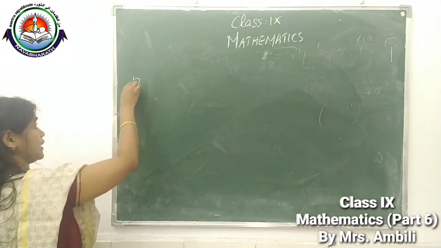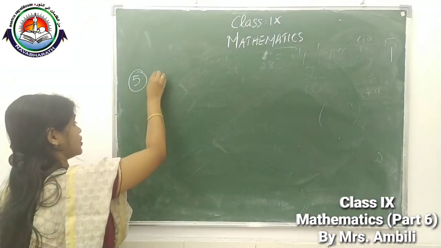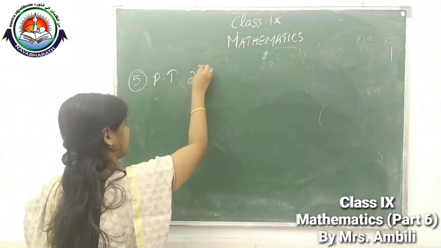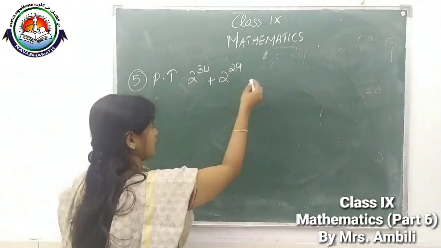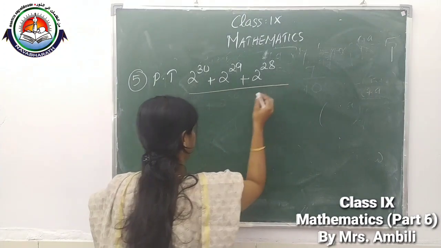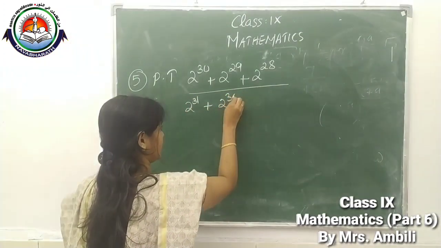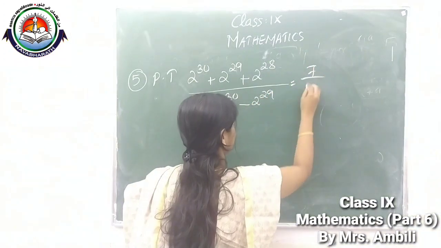Then we are going to do the next question, 5th question. Okay. Prove that 2 raised to 30 plus 2 raised to 29 plus 2 raised to 28 divided by 2 raised to 31 plus 2 raised to 30 minus 2 raised to 29 equal to 7 by 10. We need to prove.